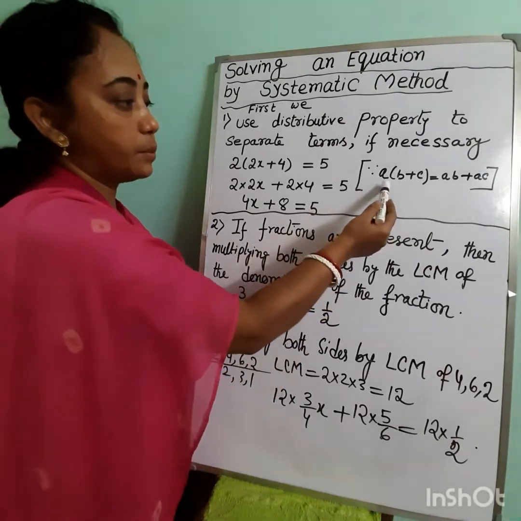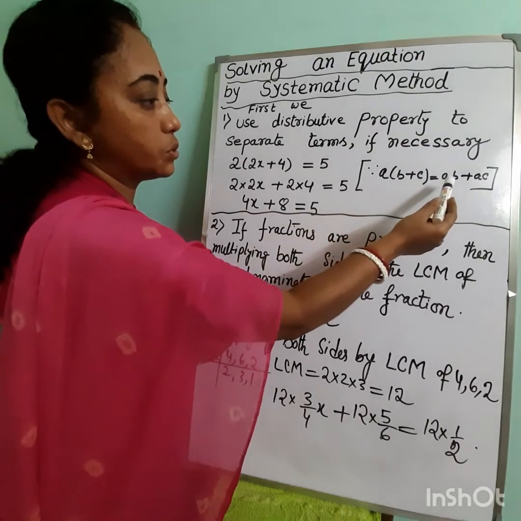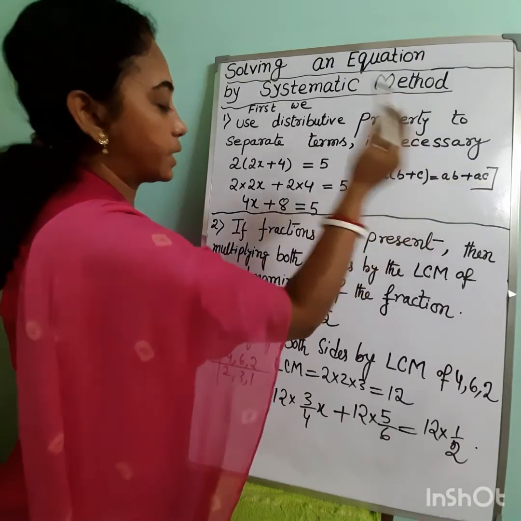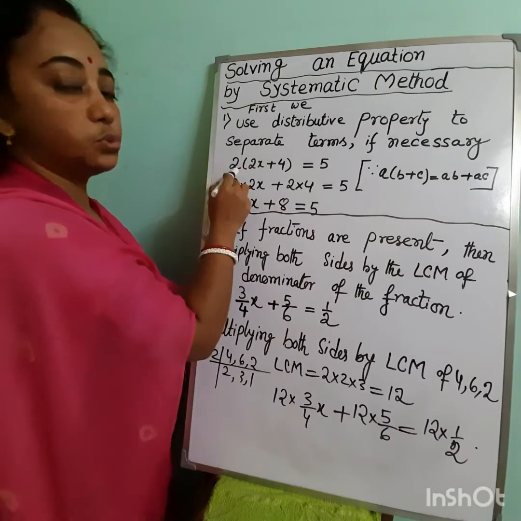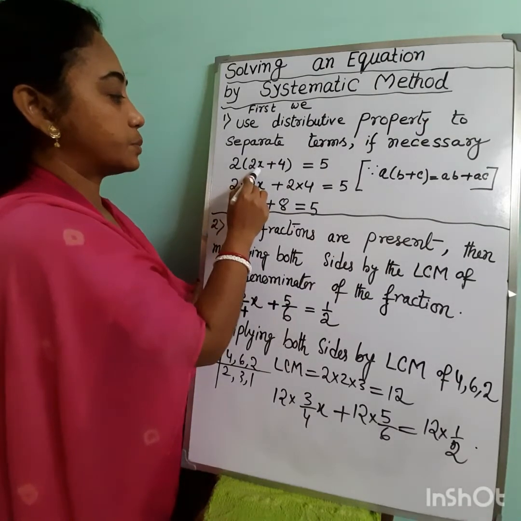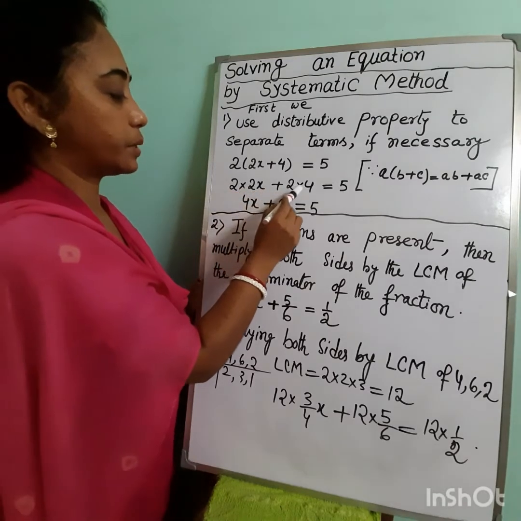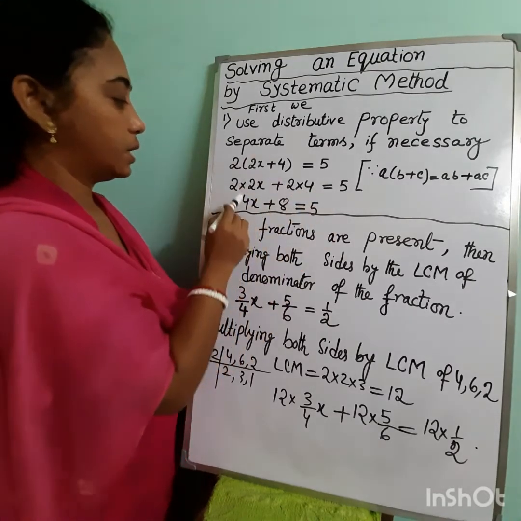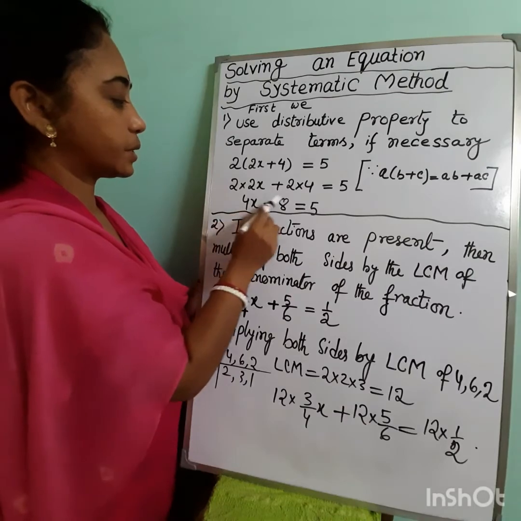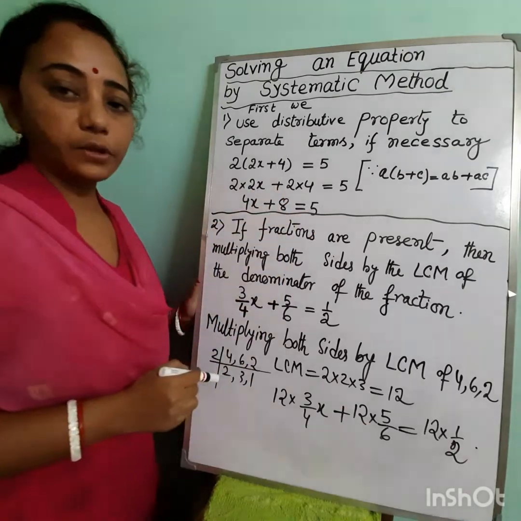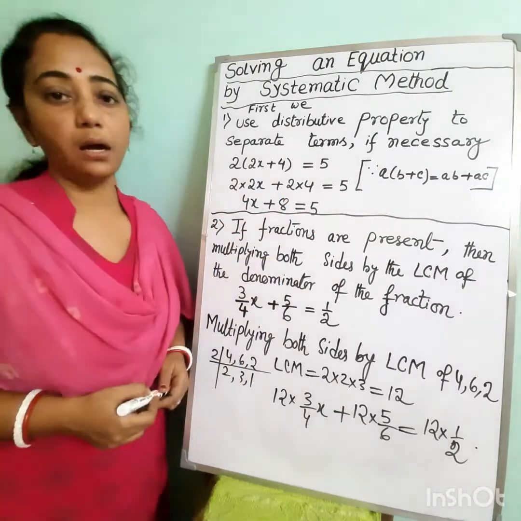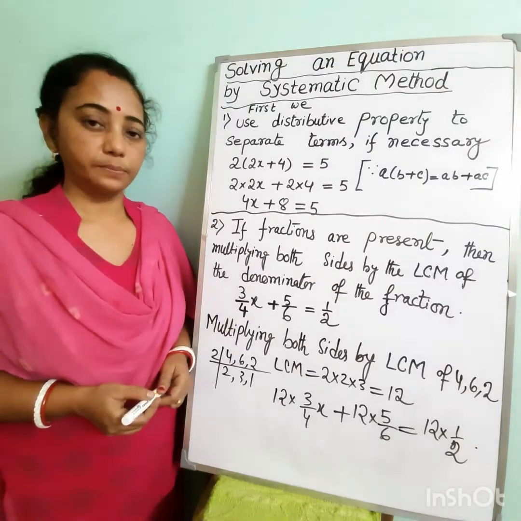We know that a multiplied by (b plus c) is equal to a multiplied by b plus a multiplied by c. So, here we consider 2 as a, 2x as b, and 4 as c. Then it becomes 2 multiplied by 2x plus 2 multiplied by 4 is equal to 5. So, we get 4x plus 8 equals 5. After that, we will proceed to solve the equation.